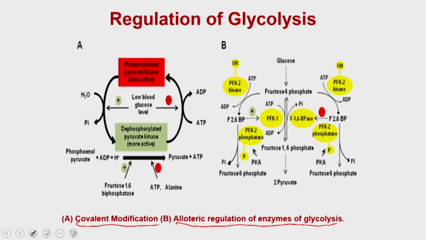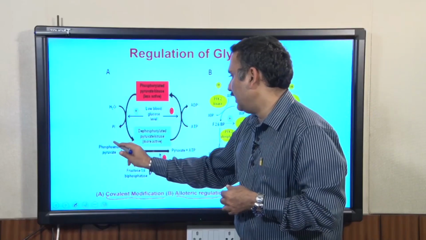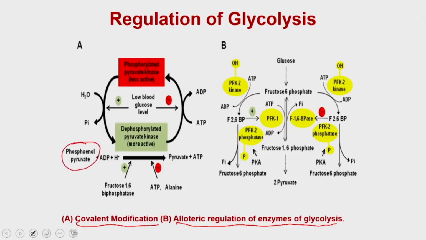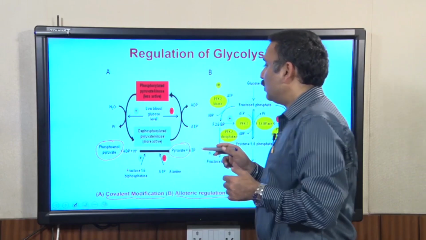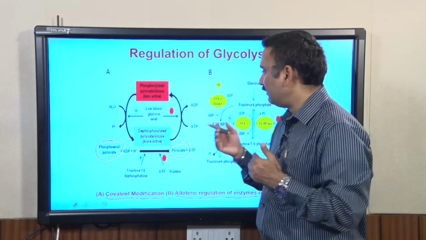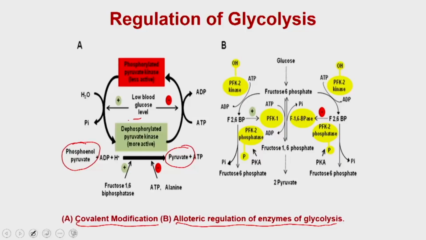The pyruvate kinase is taking up the phosphate from phosphoenol pyruvate and generating pyruvate, and this enzyme, pyruvate kinase, could be present in two forms. One is the phosphorylated form, the other one is the unphosphorylated or native form. The dephosphorylated form is more active, whereas the phosphorylated form is less active.